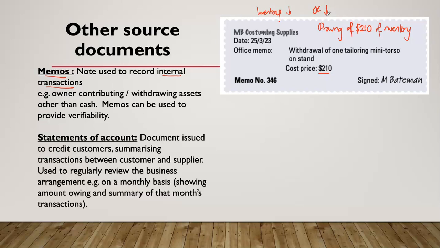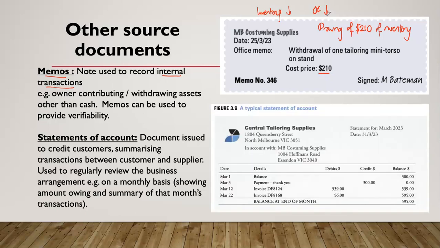We might have statements of accounts, which are documents issued to customers summarizing the transactions, credit customers in particular. So letting them know how much a customer owes us. So for example, this is talking about these guys, us. How much do we owe Central Tailoring Supplies?